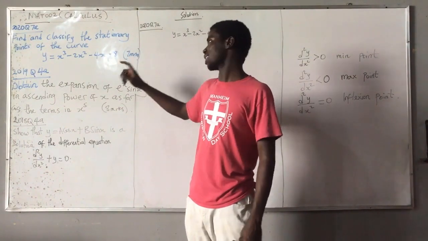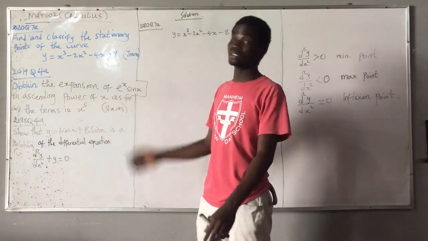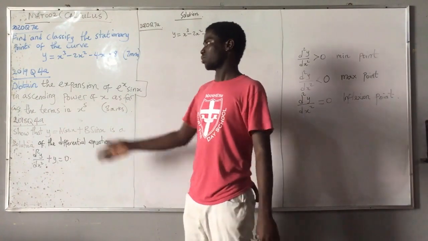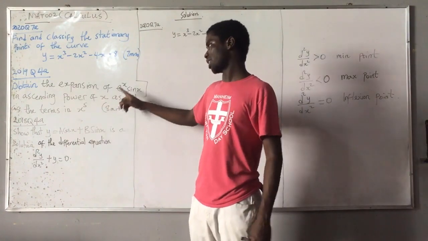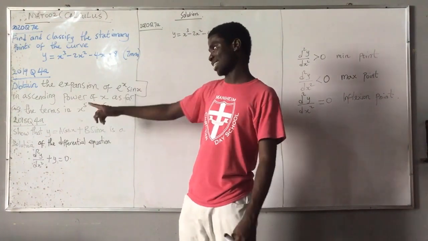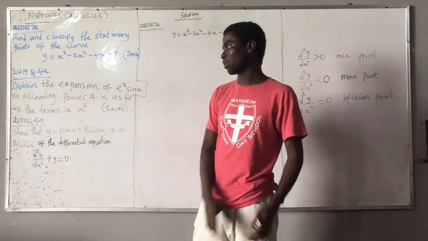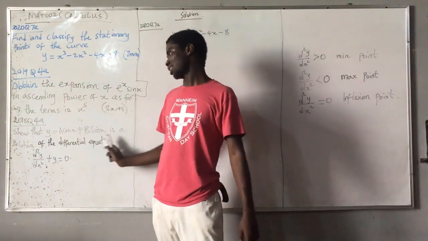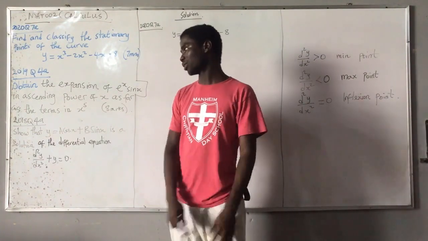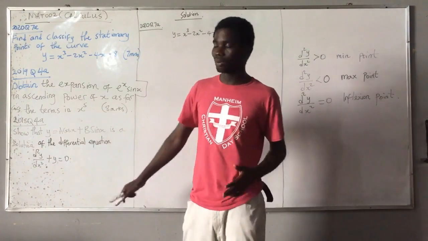Find and classify the stationary point of the curve y equals x cubed minus 2x squared minus 4x minus 8. 7 marks. That's 2020 question 7C. 2019 question 4A. Obtain the expansion of e raised to power x sin x in the ascending power of x as far as the term in x raised to power 5. Now show that this is a solution to this differential equation. This is 2018 question number 4A.